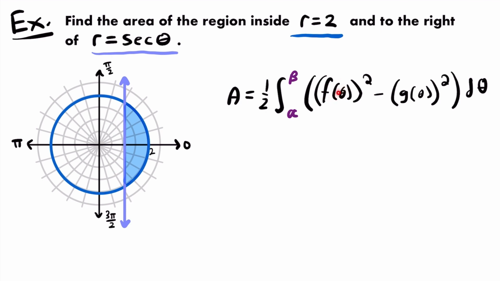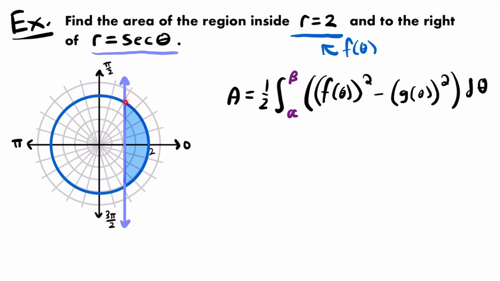Essentially, that means that f of theta is the curve that is further away from the pole, or further away from the origin, and g of theta is the curve that is closest to the origin, or closest to the pole. And so if you look at our region here, this curve right here is the furthest away from the pole or from the origin. It has a bigger radius than this vertical line. And so this curve, which is part of the circle r equals 2, is f of theta. So r equals 2 is f of theta. That is the top curve of our region that we want to calculate the area of, which makes r equals secant theta g of theta. That is the bottom curve of this region because it is the closest to the pole.